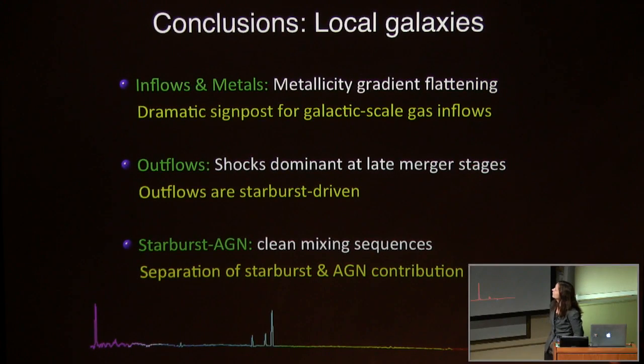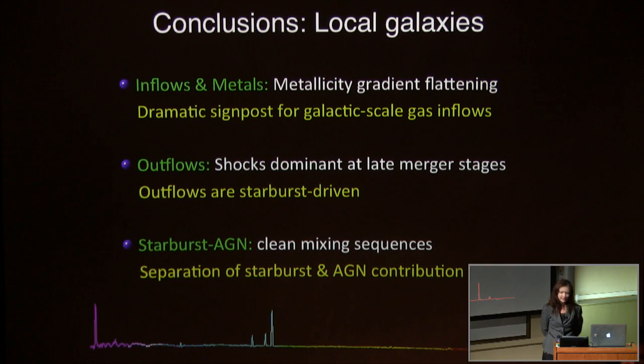Okay, so for local galaxies, I showed you that there's metallicity gradient flattening, and we can see this with integral field data, and that's a signpost for inflows. We can see it in merging galaxies in particular, and all mergers we looked at had a flatter metallicity gradient than isolated spiral galaxies. I showed you that in outflows, shocks are dominant. We see them from outflows at late merger stages, and they're starburst driven. And I also showed you how we can separate shocks from H2 regions in our SAMI data, and that was for an isolated spiral galaxy.